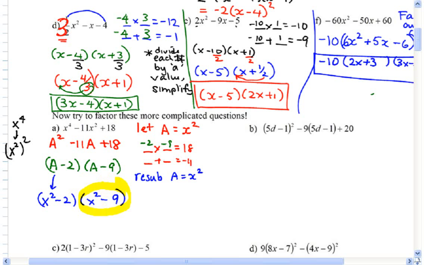So you need to not only factor like that, I want you to factor fully. If you can still see that you can factor, you better do it. x squared minus 2, I'll keep as is. But what's x squared minus 9 equal to?